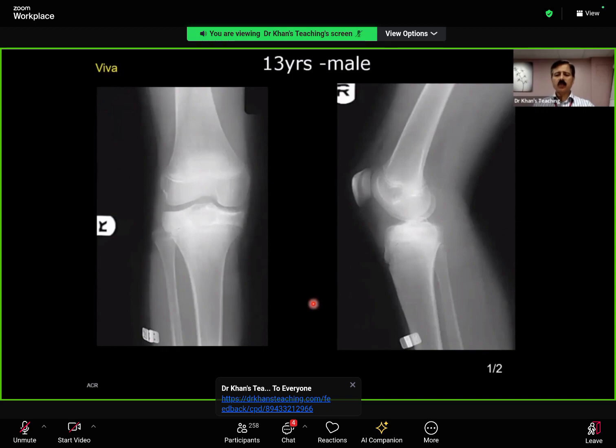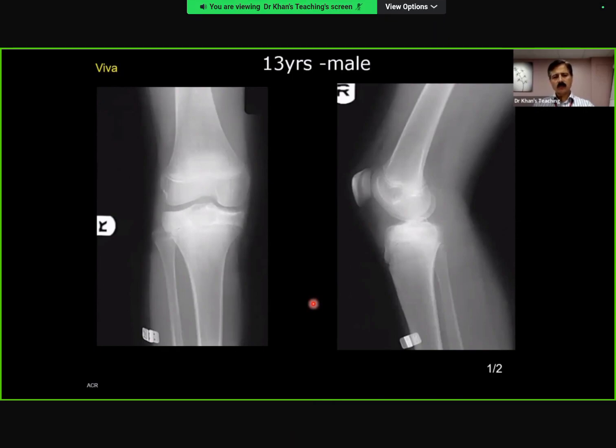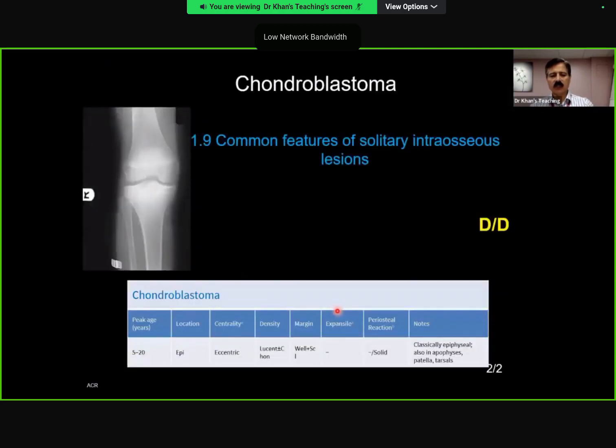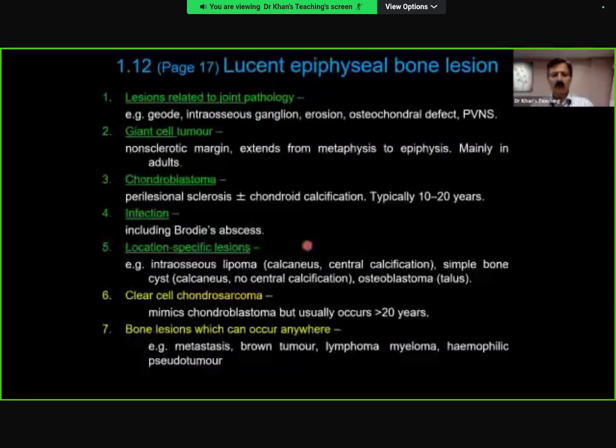Can it be a giant cell tumor? No, it's the wrong age group. Excellent. So you see, because the age group is different, giant cell tumor is 20 to 40 years, so you will not call it. So of course there is a differential diagnosis. So what is chondroblastoma? Age is 5 to 20, and it is an epiphyseal lesion.